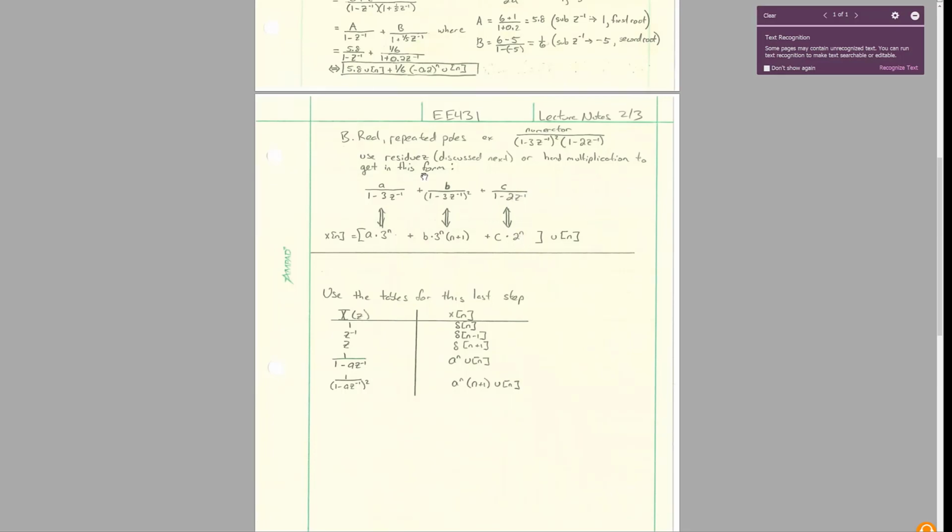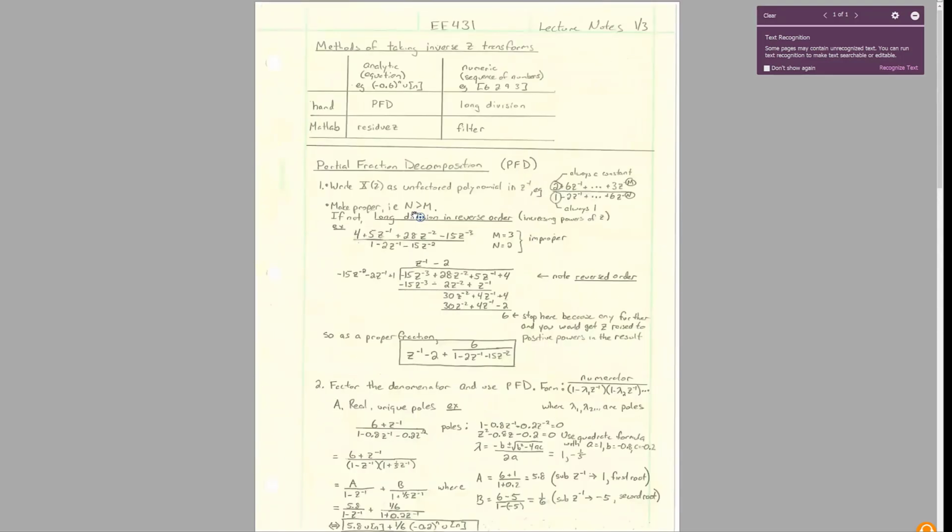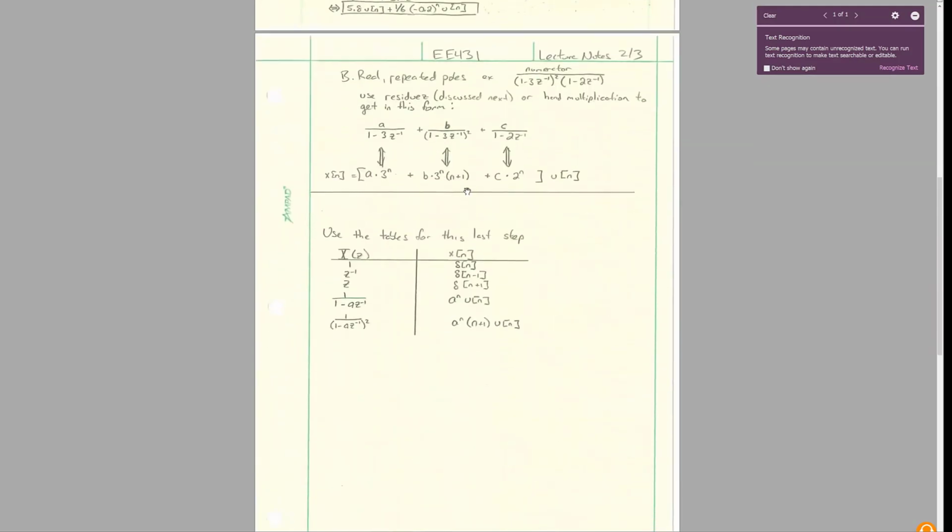So what I'm telling you is that if you have real repeated poles, or complex conjugate poles, instead of doing it by hand using PFD, just throw it into MATLAB. Then once you break it out, you can use your tables to take the inverse transform. Questions on PFD before I tell you how to use residuez?